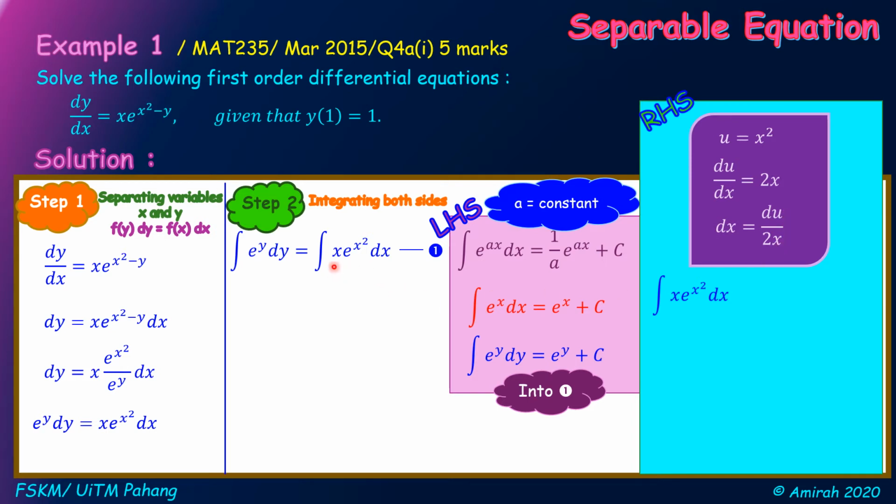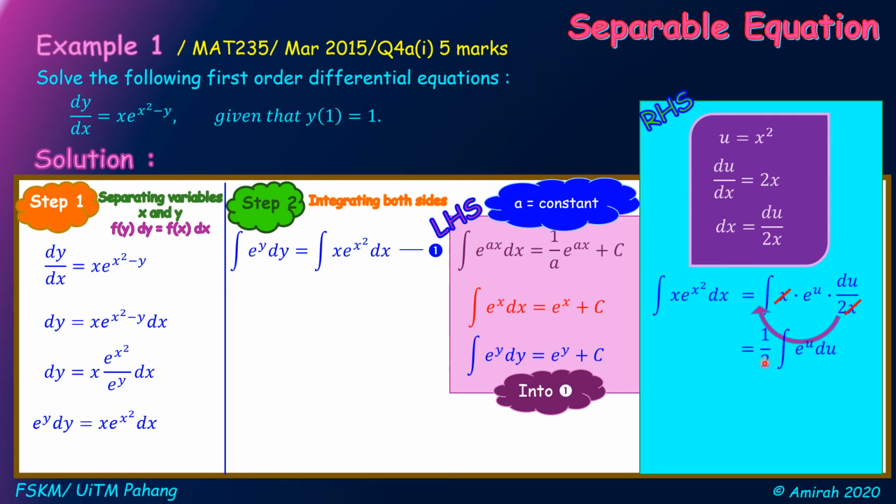Then we can integrate the right hand side: integration of x e to the power of x squared dx equals integration of x e to the power of u, where we replace u equals x squared, times dx, which we replace by du over 2x. After that, we can simplify x, and we can move the denominator 2 outside from the integration sign. So we have 1 over 2 and then integration of e to the power of u du.